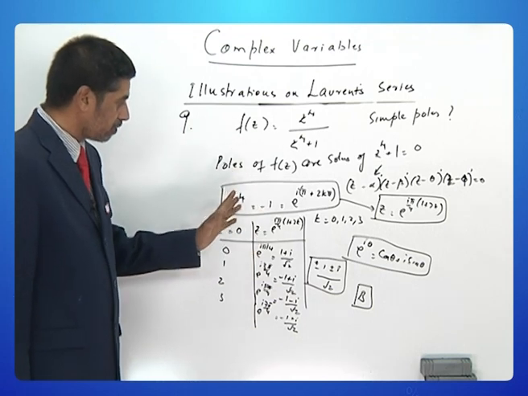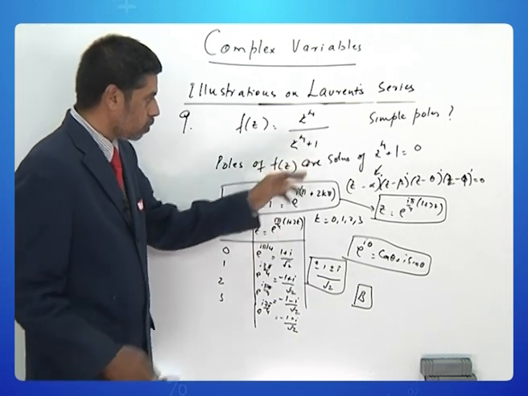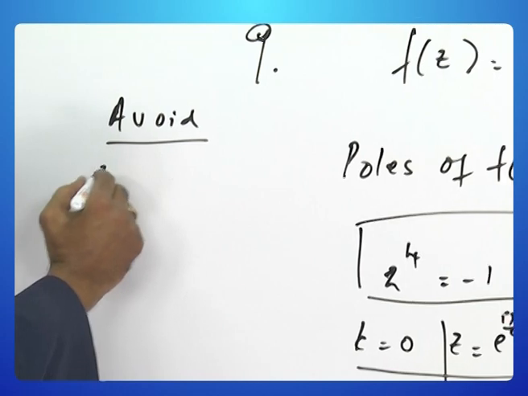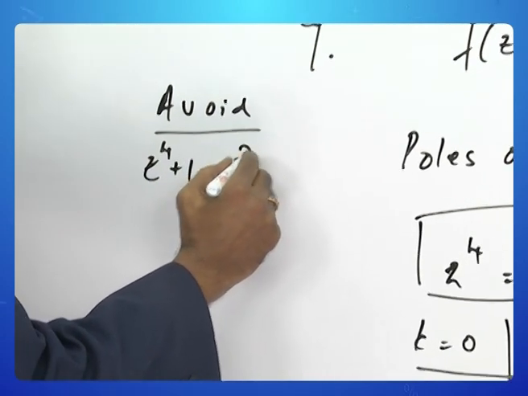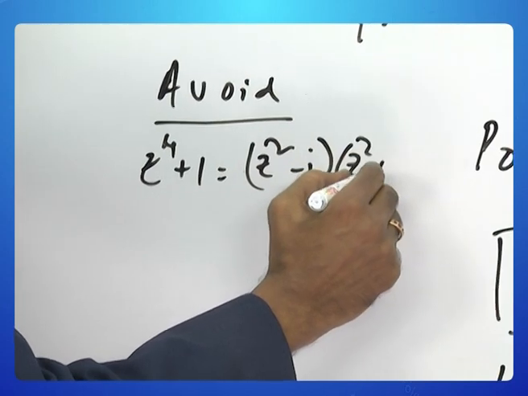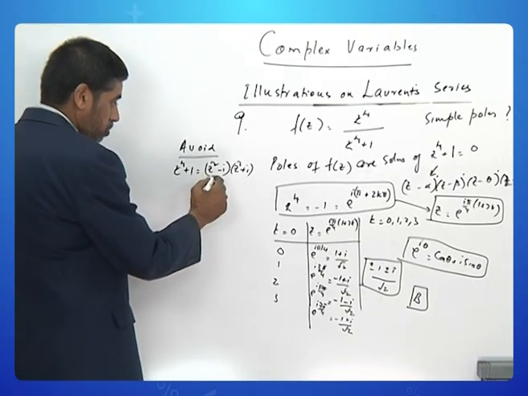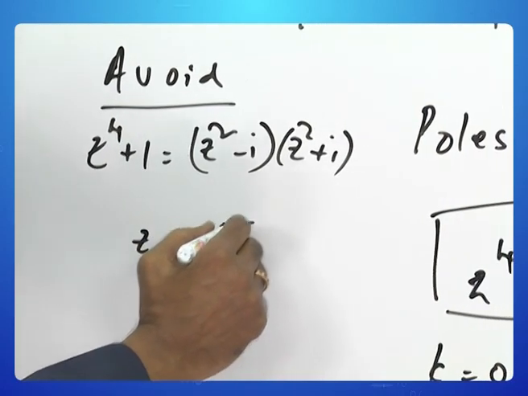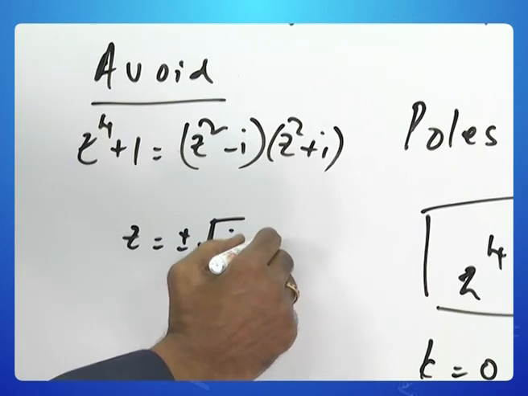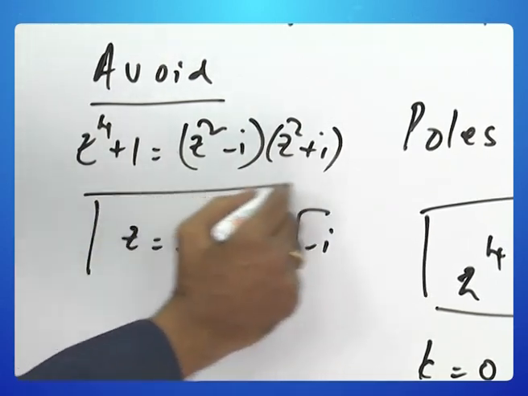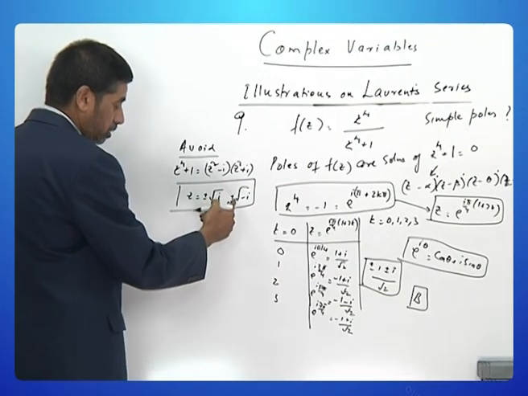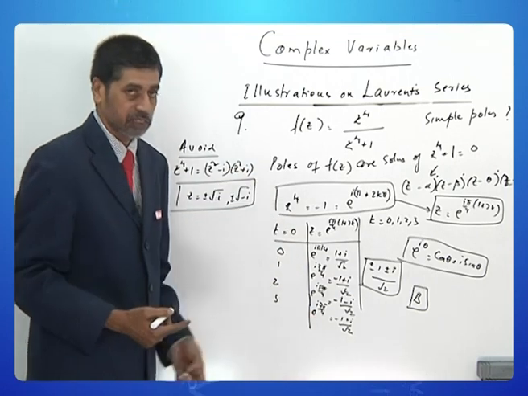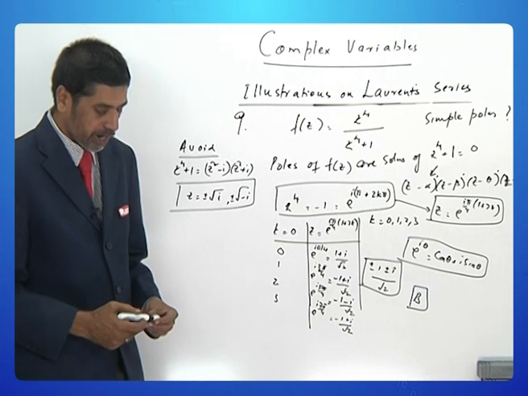The other hard way of doing this is writing z power 4 plus 1. I will simply write for your reference, z power 4 plus 1 is equal to z square minus i into z square plus i. Then if you have to solve this and this, you will get z is equal to plus or minus square root of i, plus or minus square root of minus i. But whether you can do this problem, I am not sure. Therefore, to avoid all this, we have taken a very good route of solving like this. So this is how you can handle this problem.